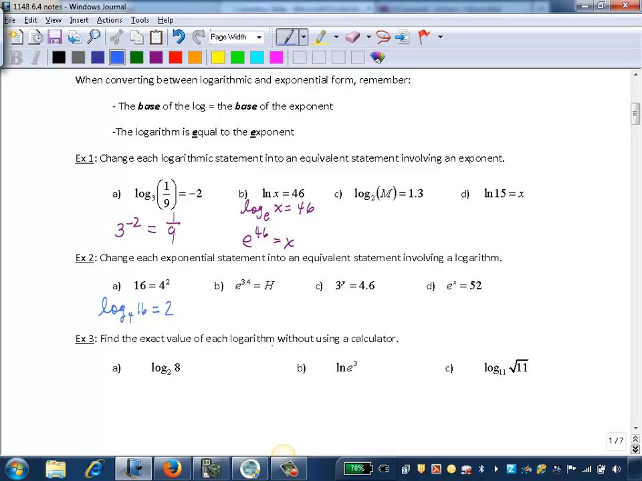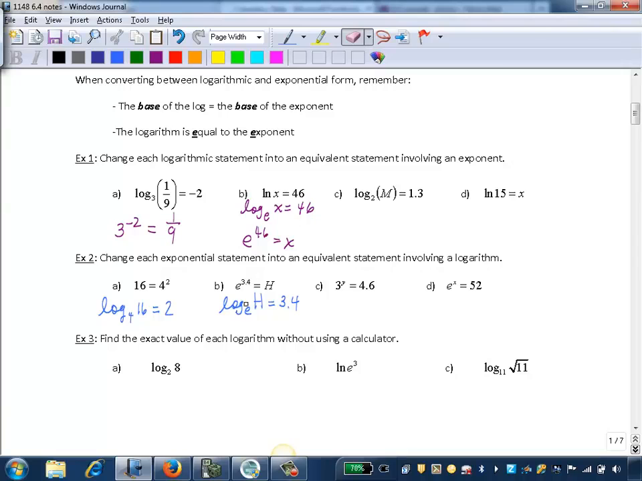Okay, let's look at part B. So in part B, we have a base of e. So we have e to the 3.4 power equals h. So if I have a base of e, I know I can use the natural log. So if I wanted to write log base e first here, just in your notes to remind yourself. So we've got log base e. So base of my log is base of the exponent. And then my log is always going to be equal to my exponent, 3.4. And then I fill in my argument h.